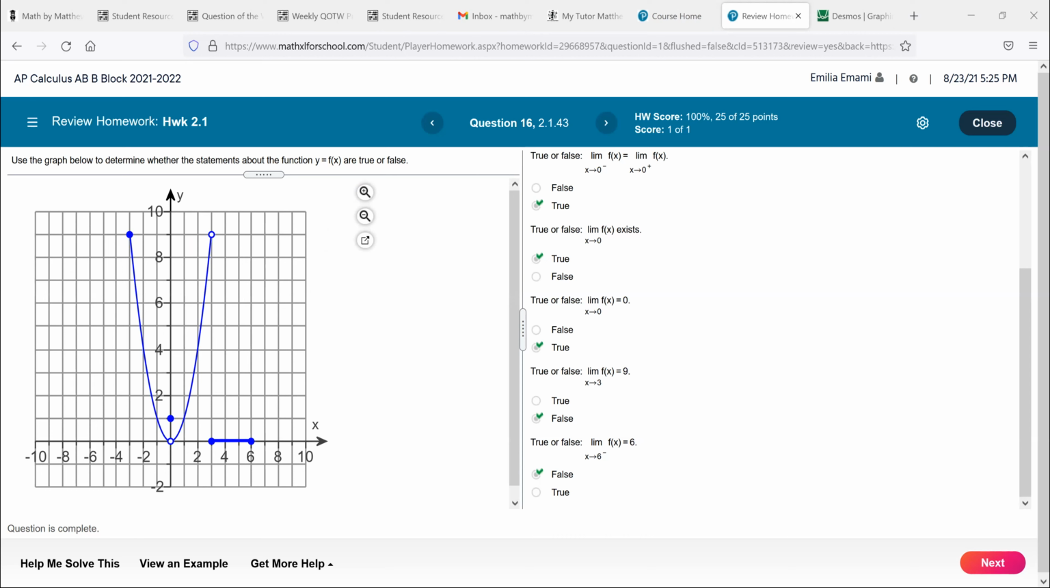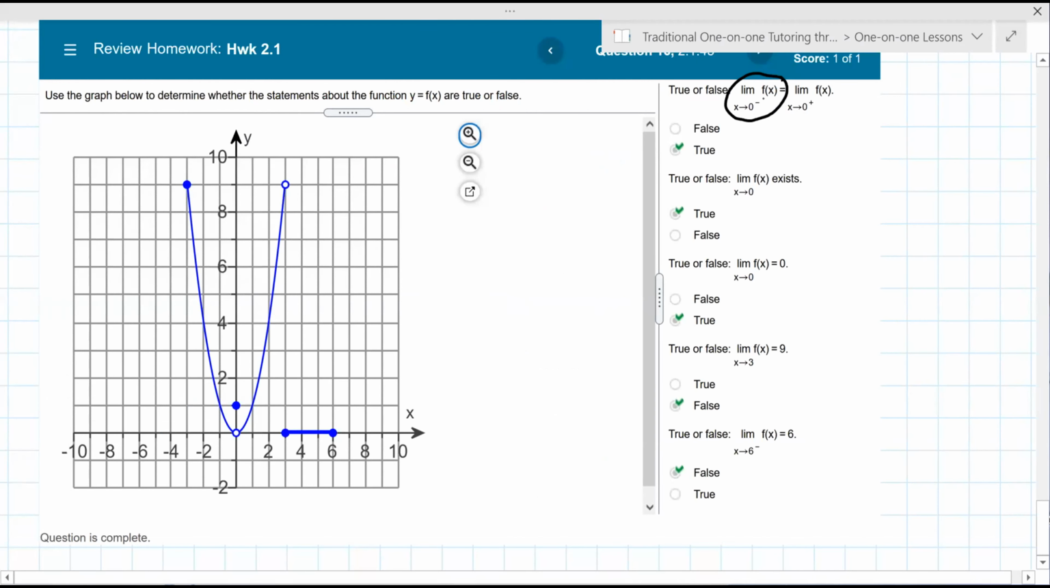Okay. First, let's look at this thing right here that I'm circling: limit of f of x as x approaches zero from the left. I need to switch sharing. Okay, so I circled this up here at the top. This means limit of the function, which in this case is the graph, as x approaches zero from the left. So that negative sign there means from the left. You've heard that in class. That means you're going left to right. Okay. So here is zero, and I'm going to trace it from the left.